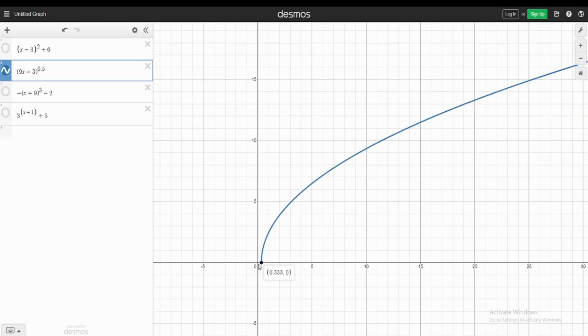And notice that the range is greater than or equal to 0 as well, because if it was just a normal square root of x, it would be centered at 0. But all we've done is just shift it to the right. We didn't do any up or down movement. So the domain is x is an element of real numbers such that x is greater than or equal to 1/3, and the range is y is an element of real numbers such that y is greater than or equal to 0.